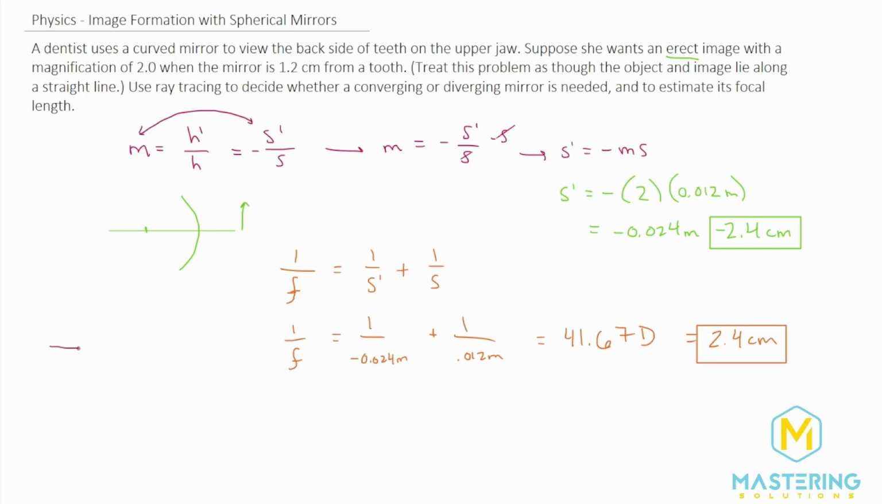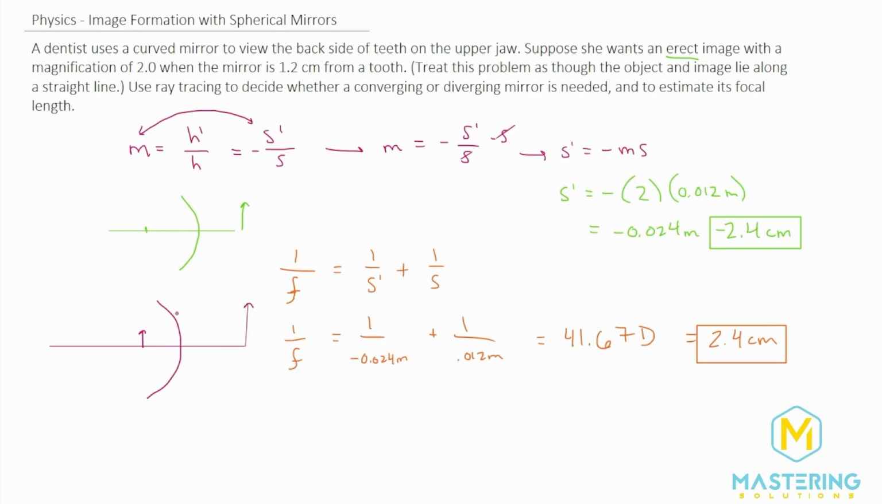Now, as far as how we can tell if this is a converging mirror, they want us to pretty accurately draw the picture. We know the object distance is 1.2 centimeters, so we'll say right there. We want the image to be twice as big and twice as far, so this is 1.2 centimeters and this needs to be 2.4 centimeters, about like that. If we were to have a mirror, how do we get the light rays to converge over here?